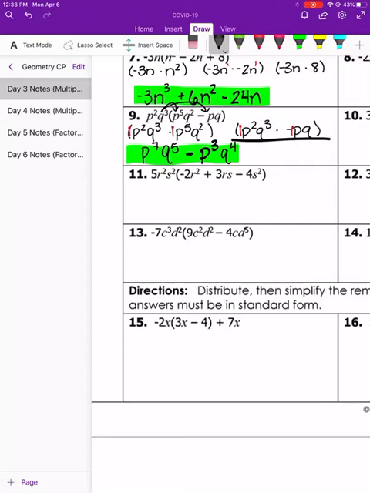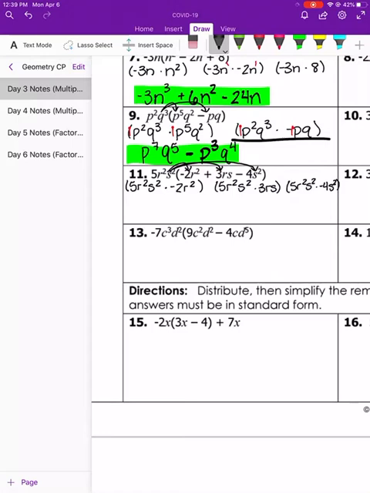So for my next one, I'm going to be distributing to 3 terms. So I should have 3 sets of parentheses below. So my first one is going to be 5r squared s squared times negative 2r squared. My second one is again 5r squared s squared times 3rs. And my third one is 5r squared s squared times negative 4s squared.